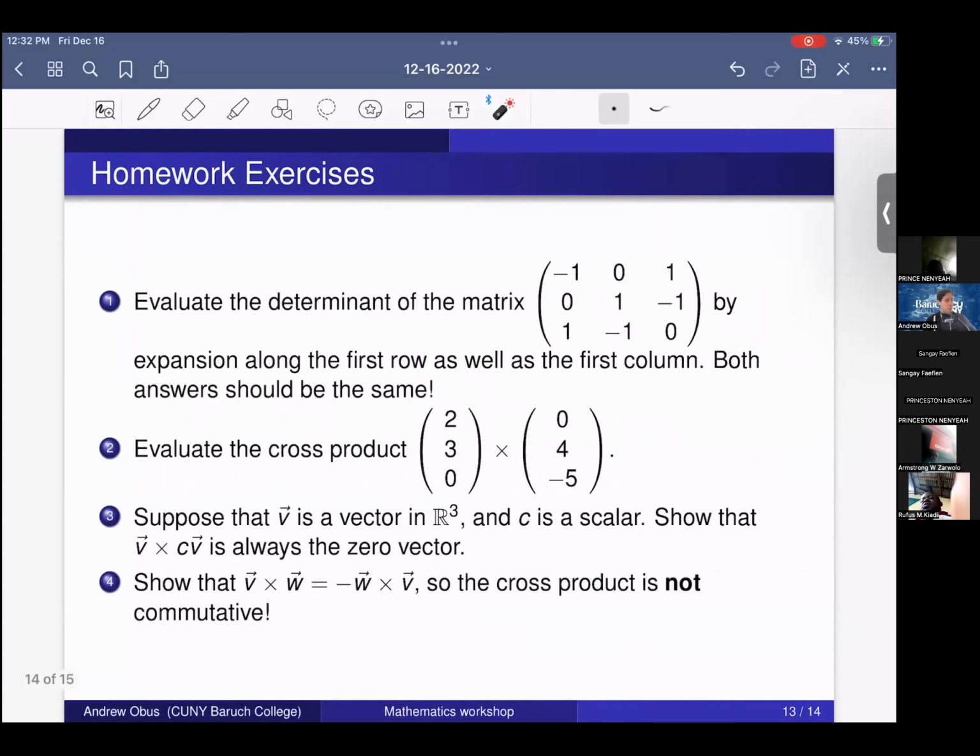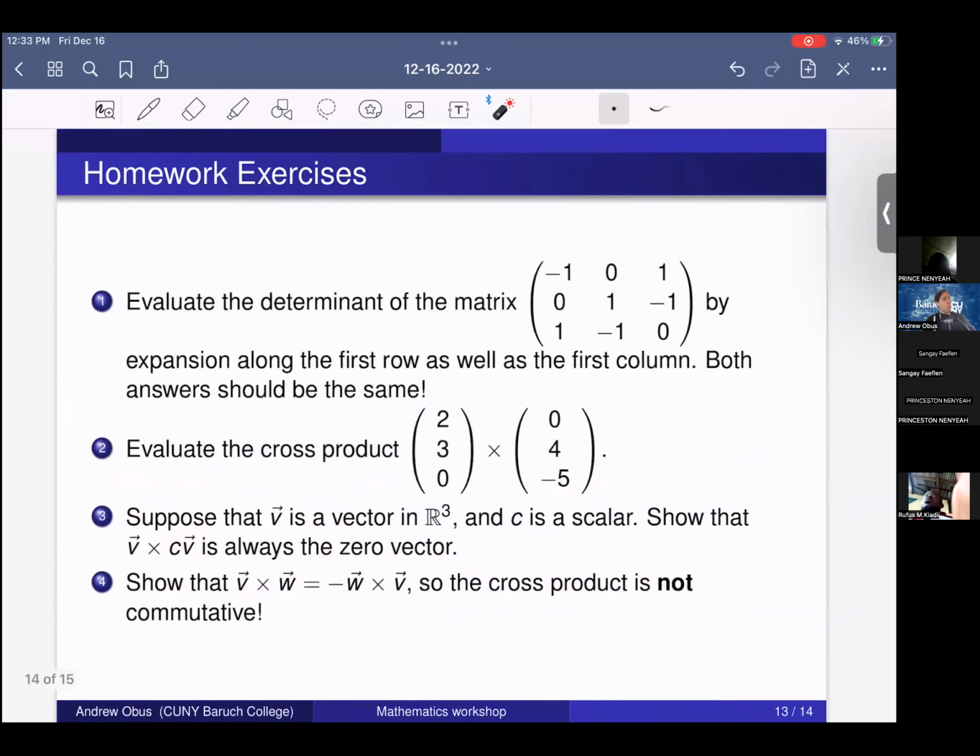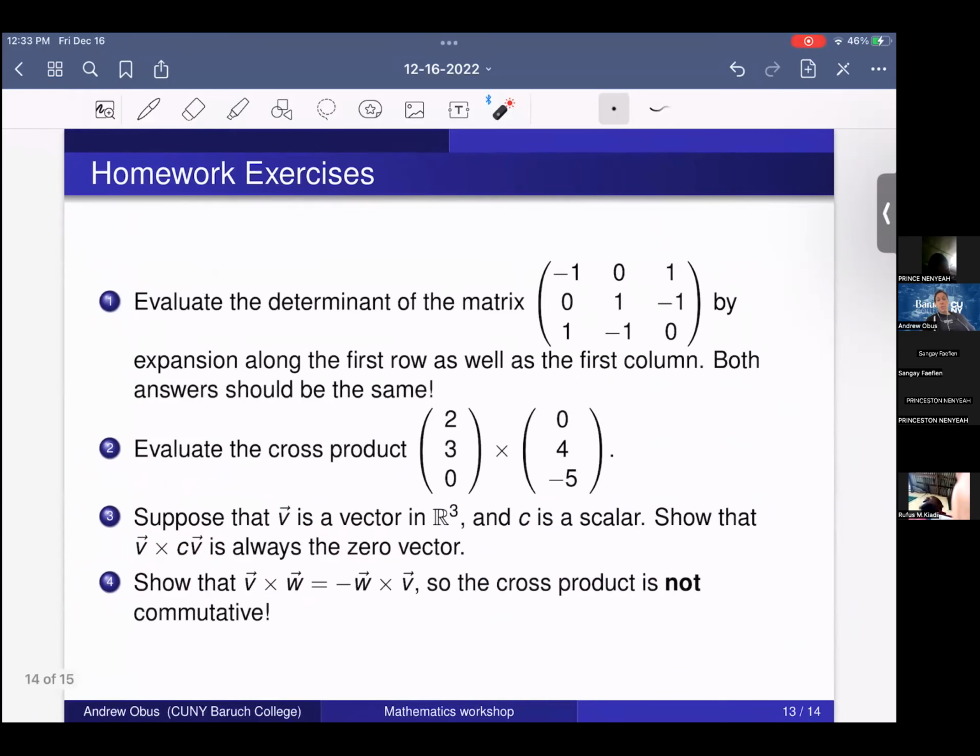Since we have 3 weeks, there's going to be 4 homework assignments this week. The first 2 are straightforward, just to evaluate a determinant and evaluate a cross product. And then 3 and 4 are about showing some properties of the cross product. First, show that if v is a vector and c is a scalar, then if you take the cross product of v and some multiple cv, you're always going to get the 0 vector. So if I take 1, 2, 3 and its cross product with its double, 2, 4, 6, then I always end up with the 0 vector.